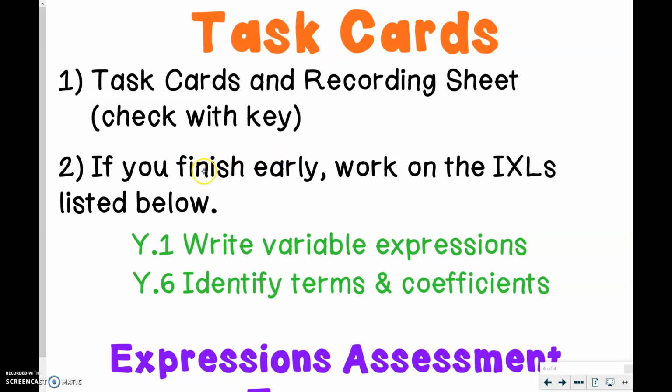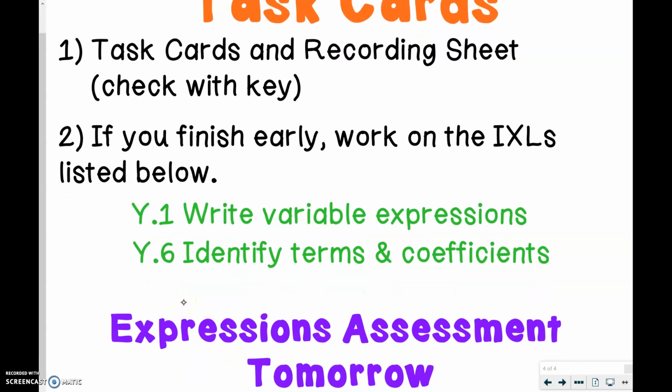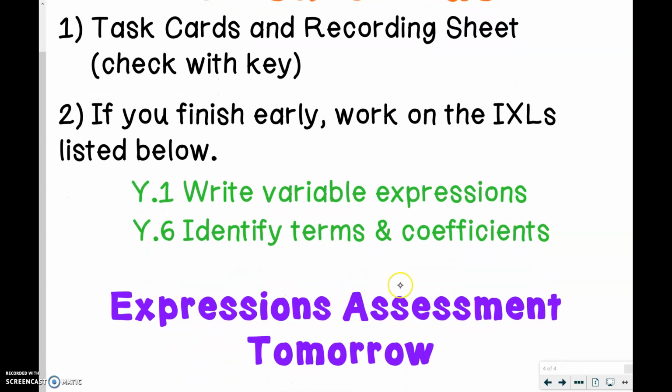If you want extra practice, this is for the in-person students for the Finish Early, but if you would like to do some extra practice, these are 2 good IXLs that you can do, Y1 and Y6. They are not homework. The only homework is the task cards, but they are options if you want. And I just now realized this says expressions assessment tomorrow. It really should say Wednesday, okay?